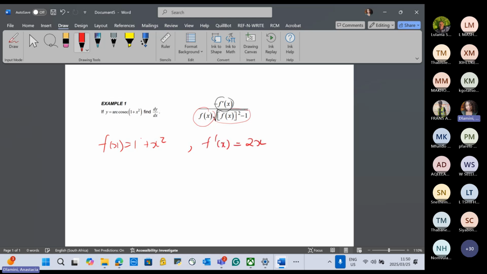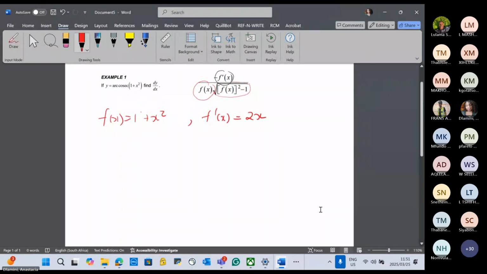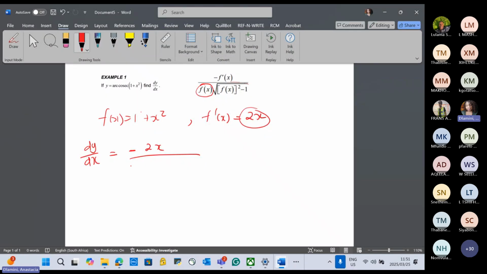The reason why I like doing it like this is because sometimes the expression inside is very complicated. Then I go and substitute. So dy over dx. Be very careful. Do you see that there's a minus in the formula? Put the minus, f of x derivative, which is this 2x, over what f of x is, this one. So that is 1 plus x squared times the square root of f of x squared minus 1.